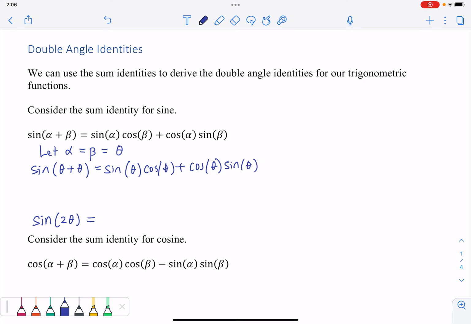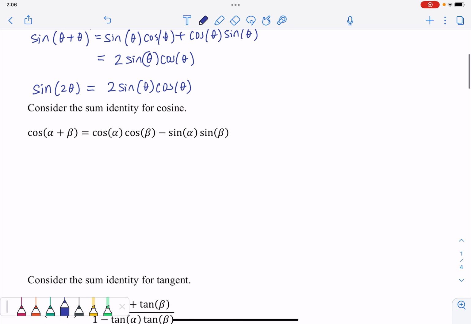So what happens there? Well, I actually have two like terms here. Each of them has a sine theta and a cosine theta factor. So I get 2 sine theta cosine theta. And so my double angle formula for sine is sine of 2 theta equals 2 sine of theta cosine theta. So if I know sine theta and cosine theta, I'm able to find what the value is for sine of 2 theta. All right, let's do the same thing for cosine.